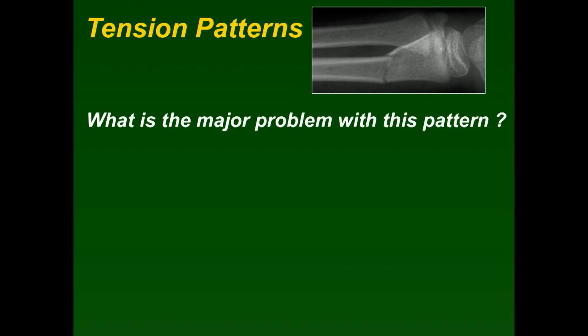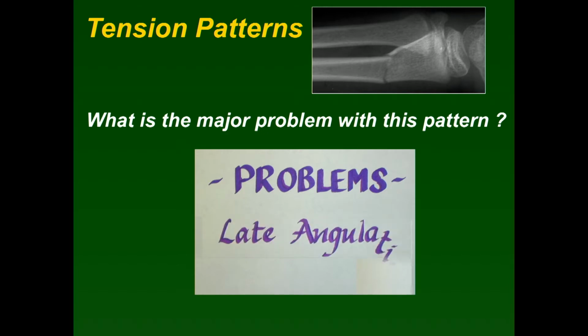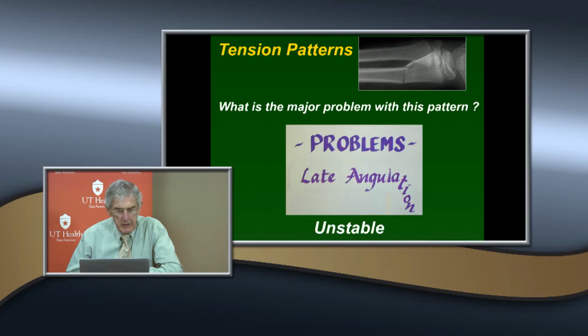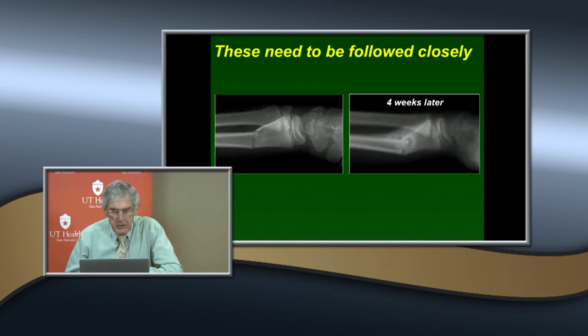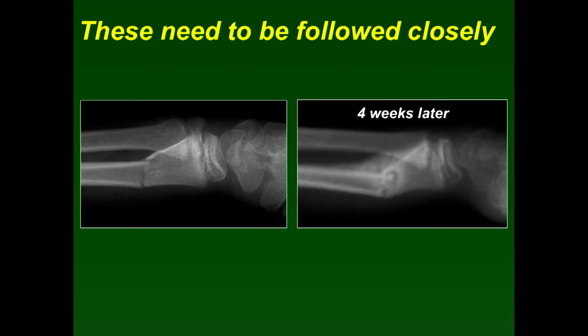What about this one, though? Well, the major problem with this pattern is they have lost that periosteum, and when the swelling goes down, they have a predisposition to late angulation. So they're kind of unstable, and they need to be followed closely. Here's this patient 4 weeks later. What are you going to do? Well, this will go ahead and remodel.